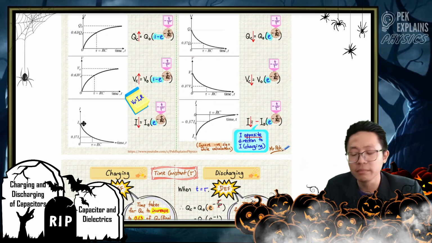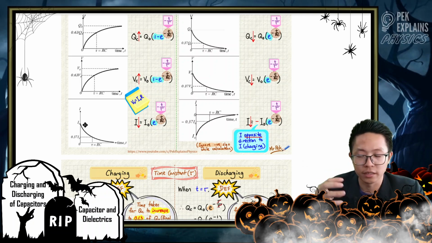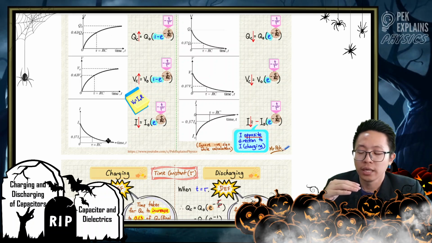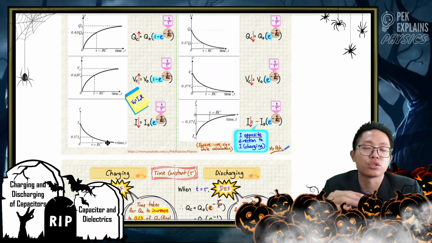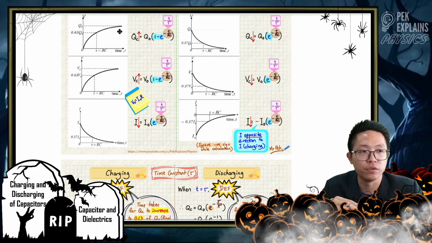It starts from maximum because the charging process is very vigorous initially. But when the capacitor is almost fully charged, the current will drop and slow down until the capacitor is fully charged. When it is fully charged, the current stops flowing because there is no more need to charge the capacitor. The current decreases.